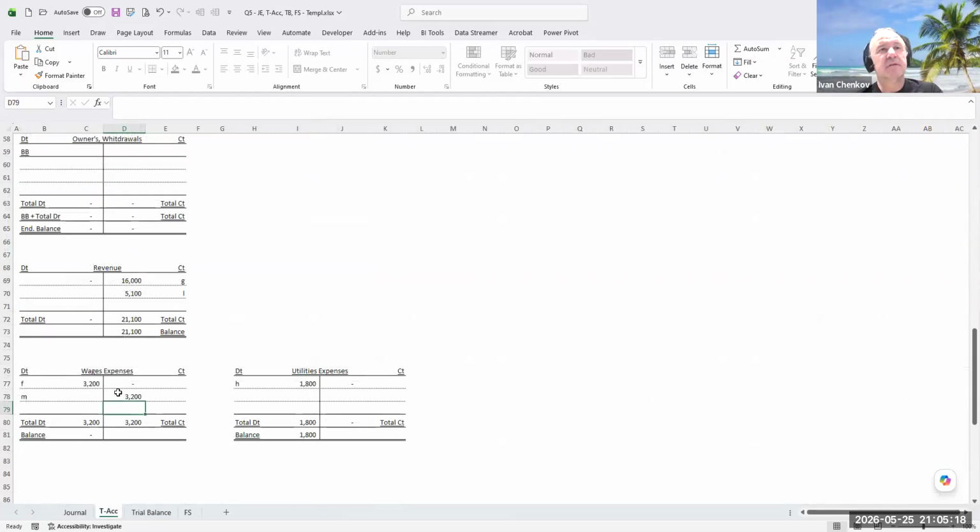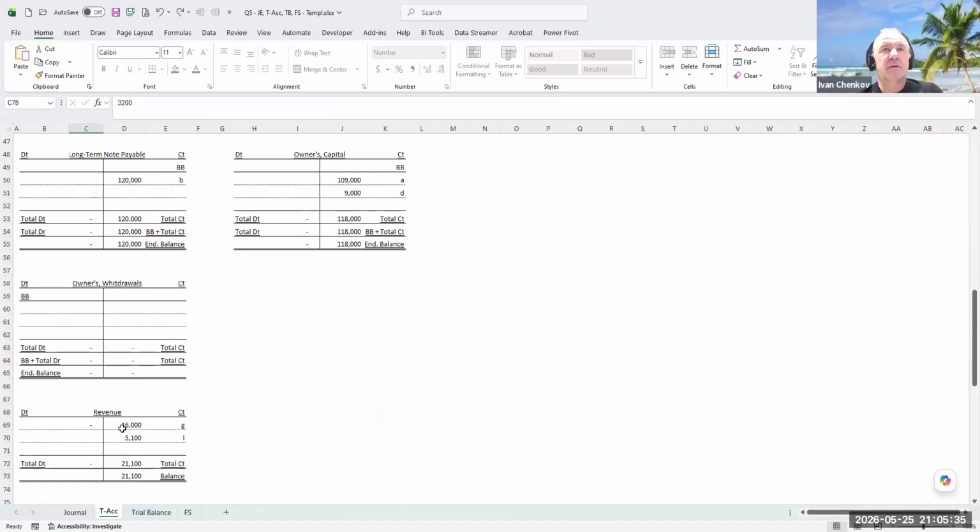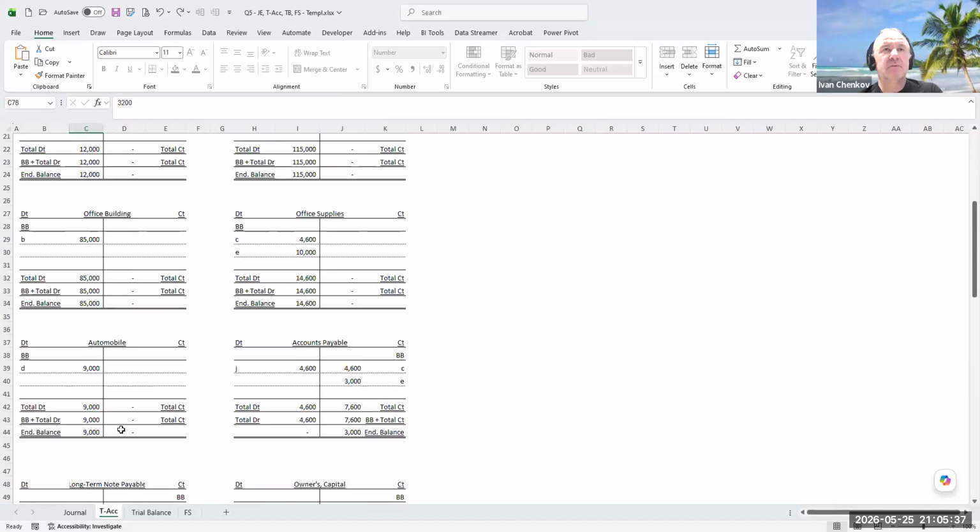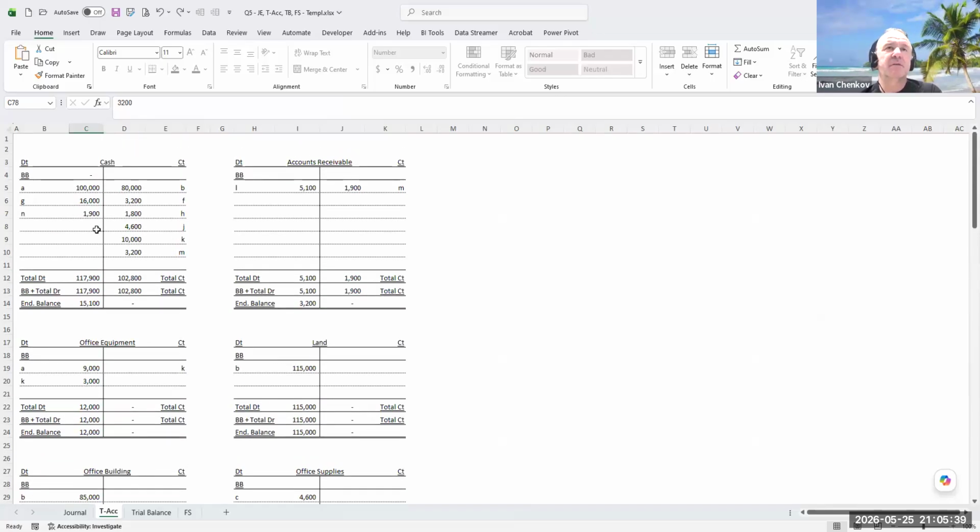But this wages expense is not the right thing, because it still shows 3,200, you should have shown 0. So let's go with another account. Let's go to cash. Cash is a common mistake. Instead of a $4,600 credit, we put it as a $4,600 debit. And this one is nothing.